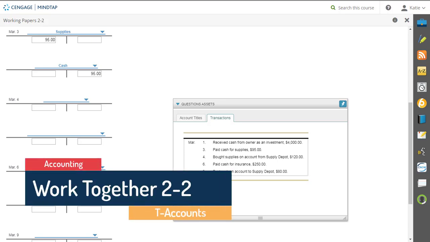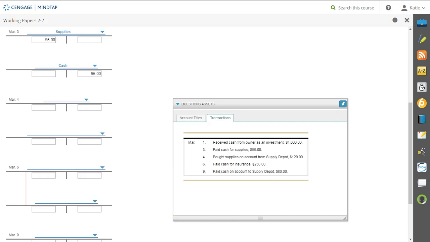So we have bought supplies on an account from Supply Depot. Georgia, what's one account that you hear? Supplies. So Georgia, do we have more supplies or less supplies because of this account? More. Supplies is what type of an account? What side of the accounting equation? Yes, it's on the left, so it's a debit. So you just told me you have more supplies, so therefore the increased side of supplies would be a debit, so supplies is going to go first here.